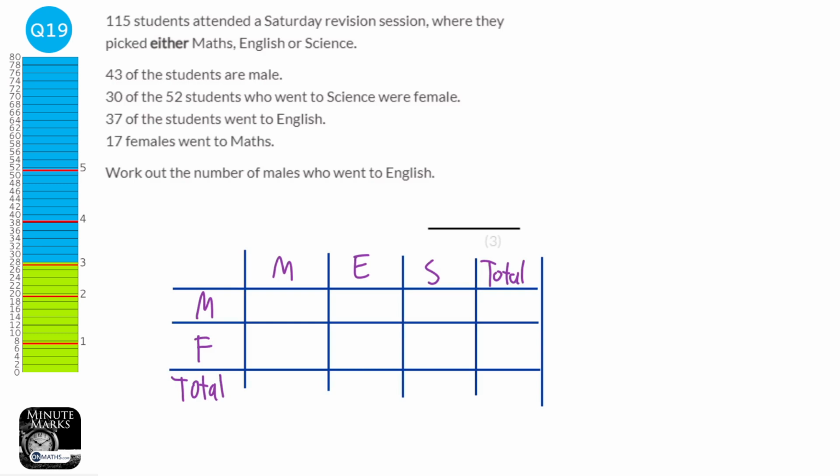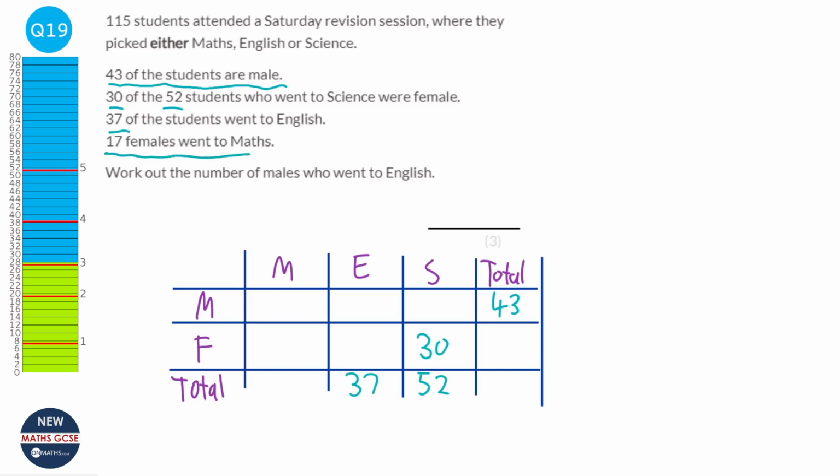Looking at the information we have, it says there are 43 students who are male. So altogether the total male is 43. 30 out of the 52 students who went to science were female. So we're just looking at science, and 30 were female, and there were 52 altogether. 37 students went to English, so the total for English was 37. And then 17 females went to maths. So looking at maths and females, that would be there. That's all the information we're given, apart from the 115 as well. There we go. So we start filling these in.